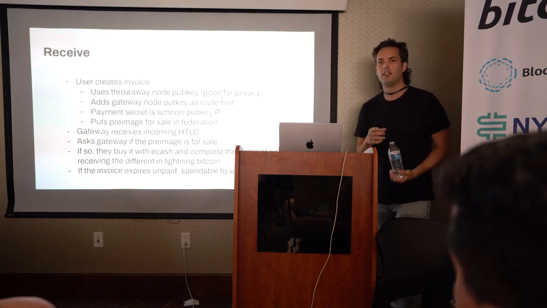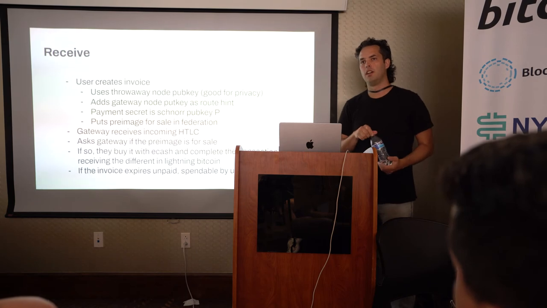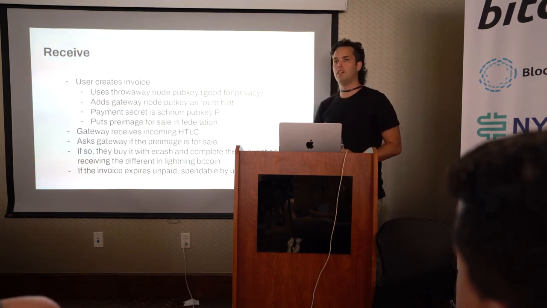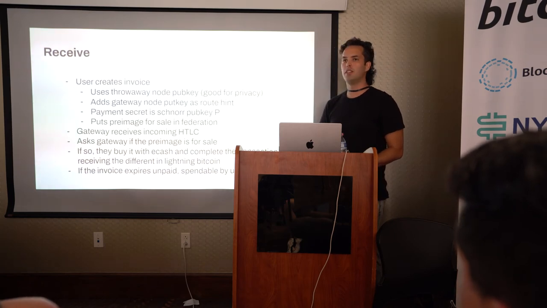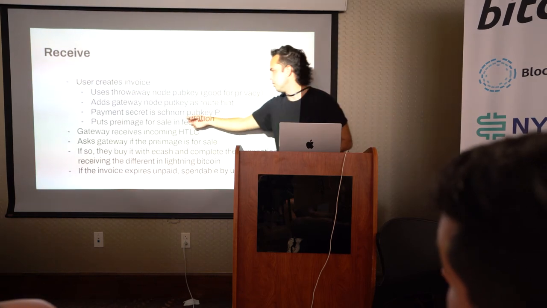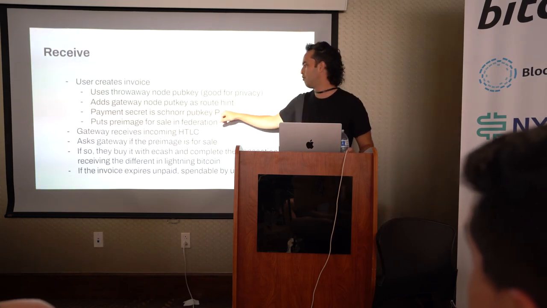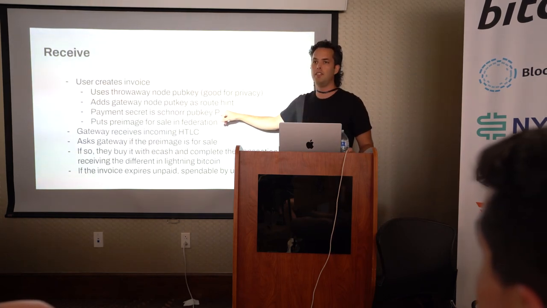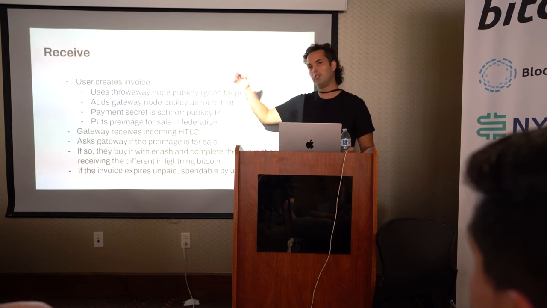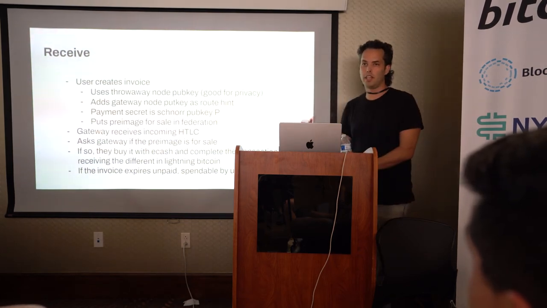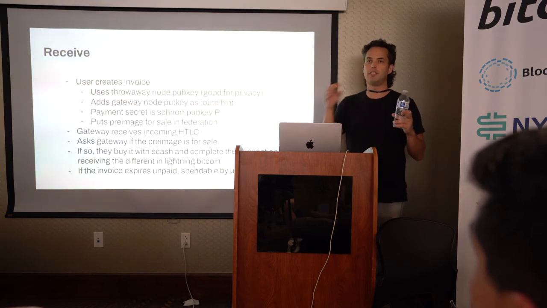What is the payment secret in a Lightning transaction? The payment secret? Yeah. It's the pre-image, right? And then there's the payment hash. I think those are the terms, right? Yeah, there's the pre-image. So the pre-image is a pub key, and I'll explain why that is. Basically, if no gateway takes you up on this, and the invoice expires, you can sweep the money back. So that's why it's got to be a pub key. This is how, if the escrow fails, you can get your money back.